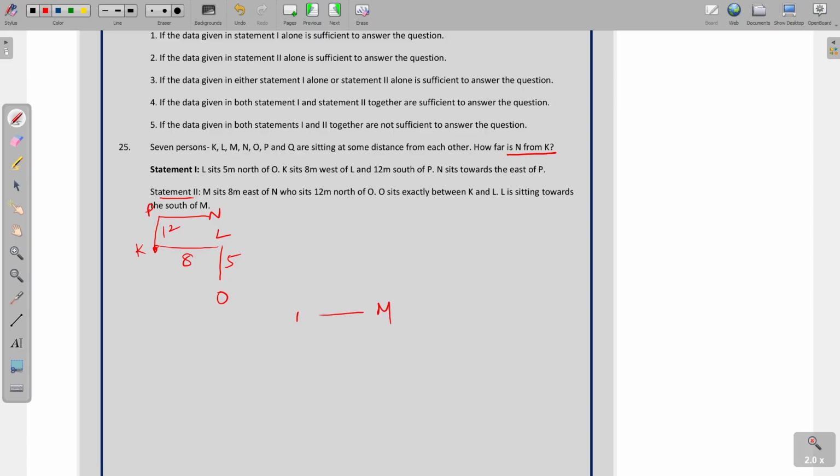M and N. And who sits 12 meters to the north of O? N is 12 meters to the north of O. O sits exactly between K and L. So between K and L, O is placed, and L is sitting towards the south of M. So if I place L here, okay, O is in between K and L. So K and L, K is placed here and L is placed here. Between both, O is there. Okay. Suppose this distance is 8, we don't know all this. What do we need?